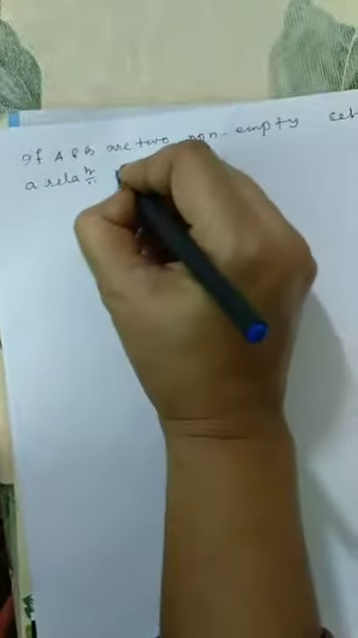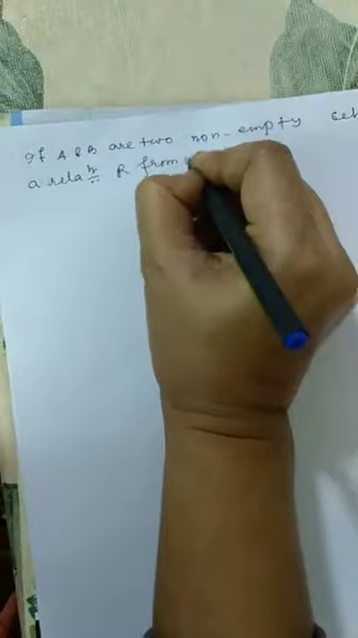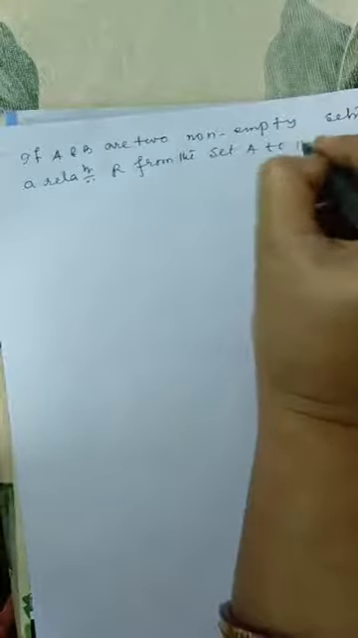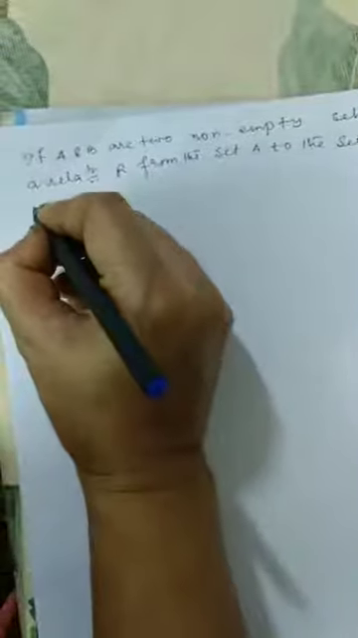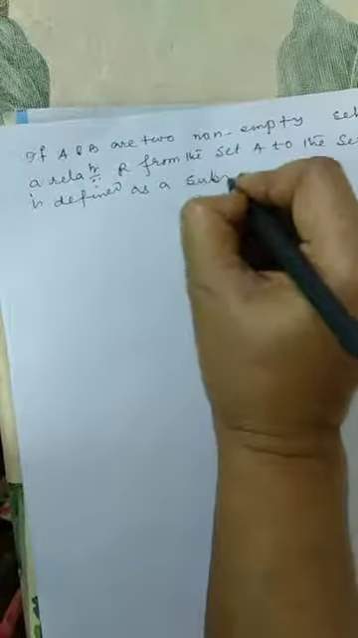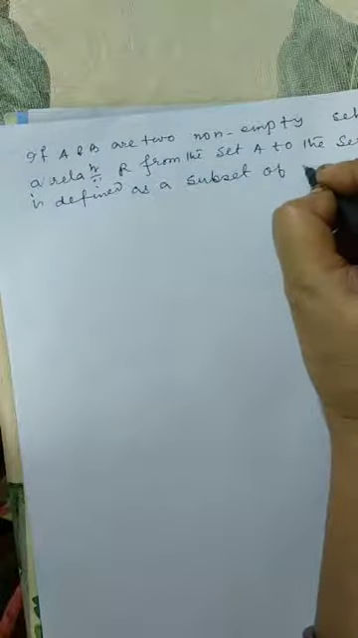If A and B are two non-empty sets, then a relation R from the set A to the set B is defined as a subset of A cross B.